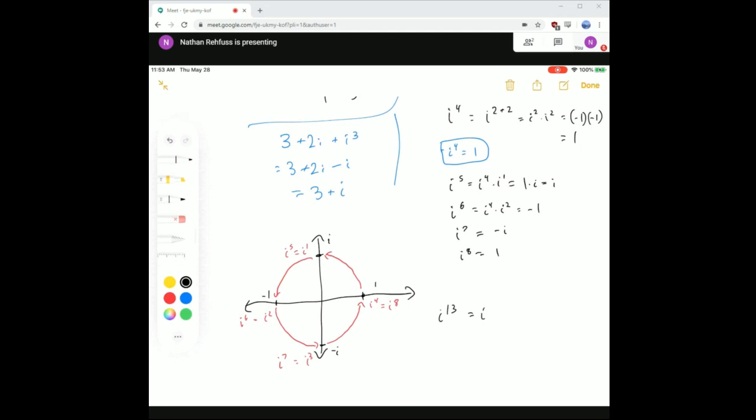Also, you could say i to the 13th is equal to i to the power of 4 plus 4 plus 4 plus 1, which is equal to i to the fourth, i to the fourth, i to the fourth, and an i, which is 1 times 1 times 1 times i, which is i. Math is consistent, so you get the same answer whether you do this algebraically or geometrically.